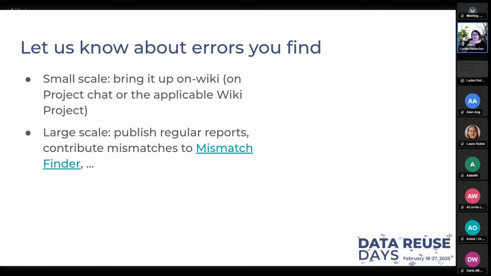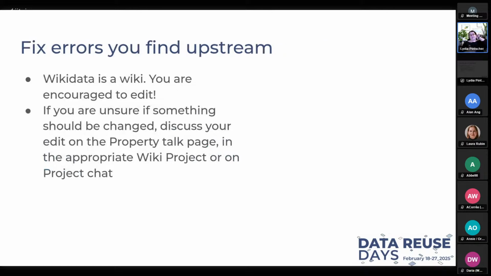Then, I mentioned this a few times already, do let us know about any errors you find, right? Support the community in fixing issues. If it's on a small scale, bring it up on the project chat, for example, or in the wiki project. If it's larger, think about publishing reports that you let the community know about, or make use of the mismatch finder. Or even better, fix the issues upstream in Wikidata right away. You are welcome to edit. And if you're unsure about something, discuss it on the property talk page, on the appropriate wiki project, or on the project chat.